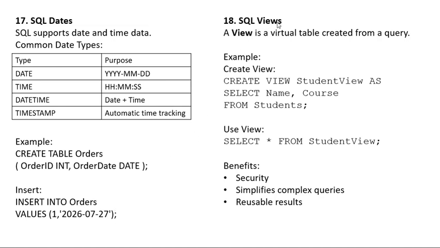SQL views: a view is a virtual table created from a query. The example is CREATE VIEW, and the view name is student_view AS SELECT name, comma, course FROM the student table. To use the view: SELECT * FROM the view name, which is student_view, and a semicolon. The benefits are security, simplifying complex queries, and reusable results.